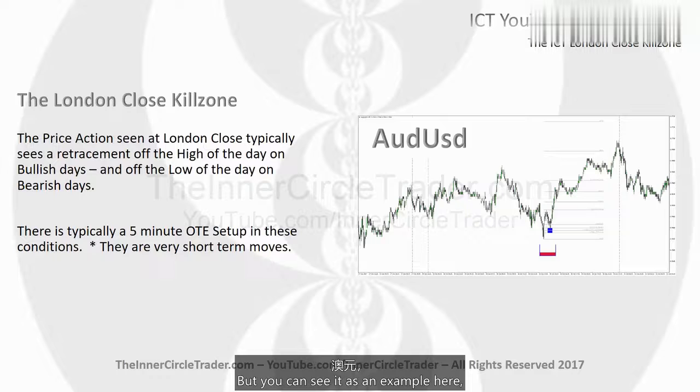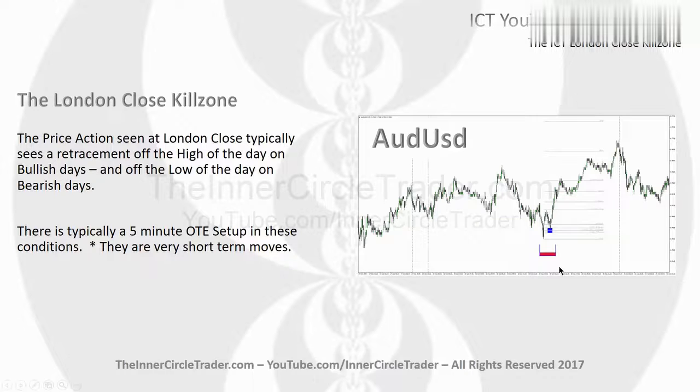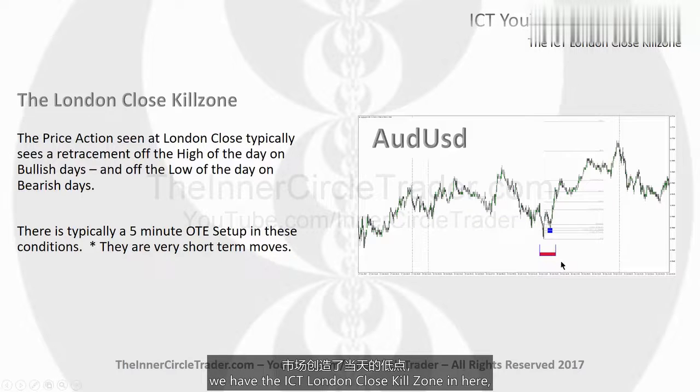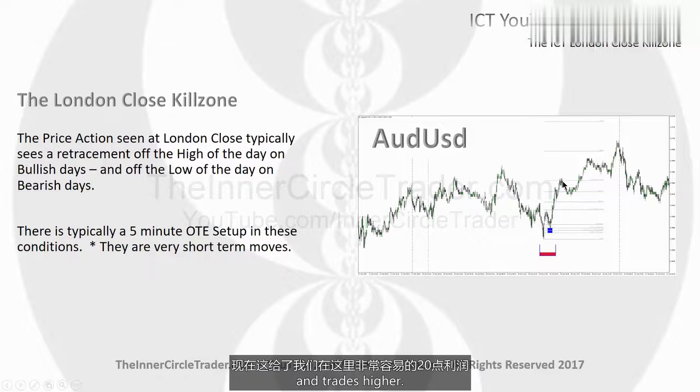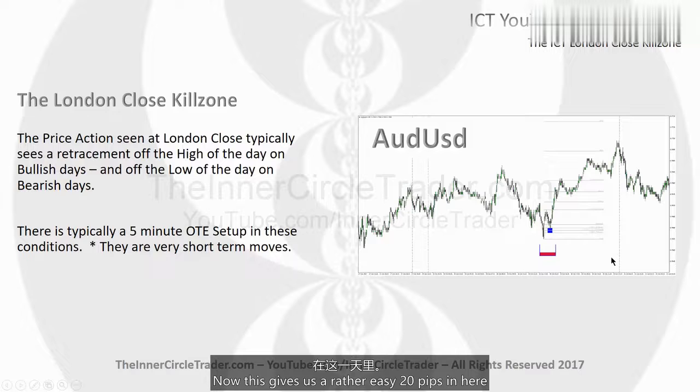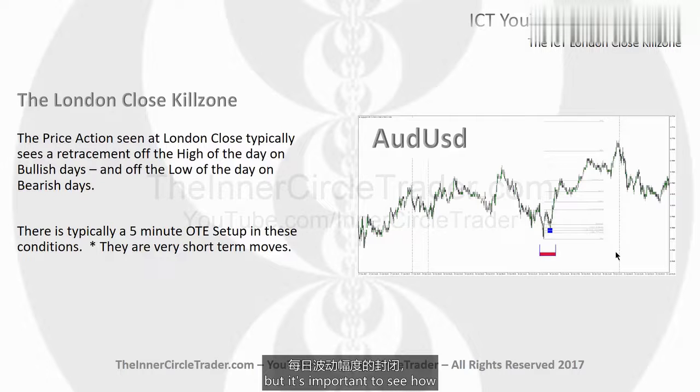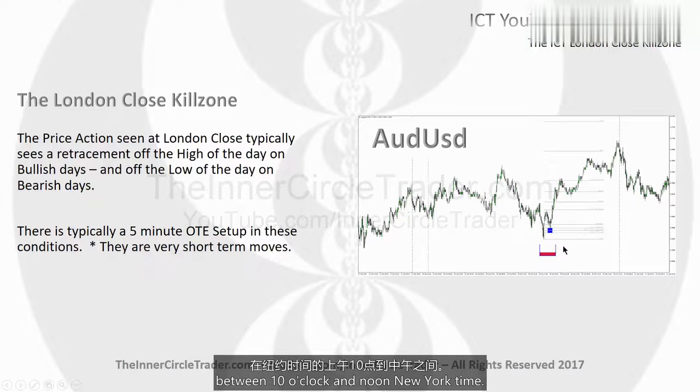But you can see as an example here, the Aussie dollar, we have the ICT London Close kill zone in here, and the market creates the low of the day, as we would expect. Then it gives us an optimal trade entry long and trades higher. Now this gives us a rather easy 20 pips in here on this particular day. They won't always look like this, but it's important to see how the daily range is encapsulated. The highs and lows are generally formed between 10 o'clock and noon New York time.